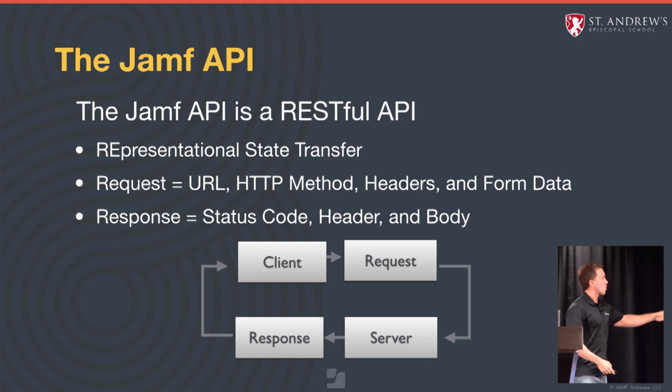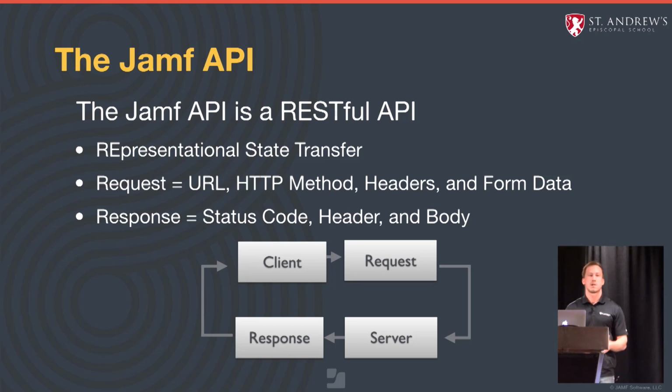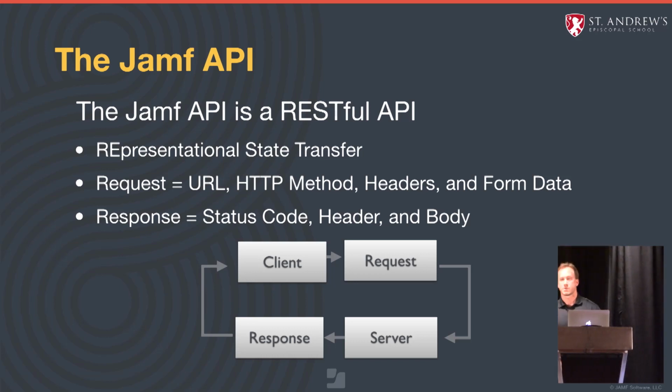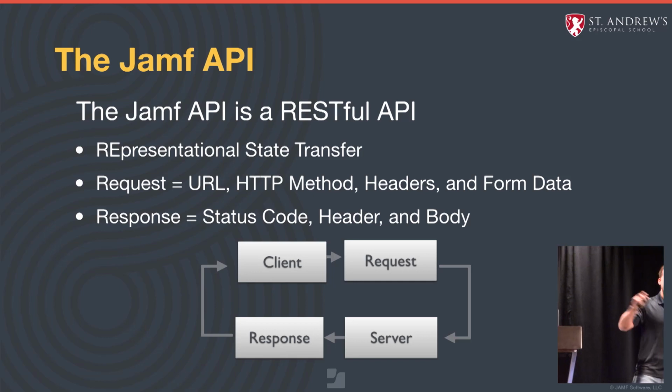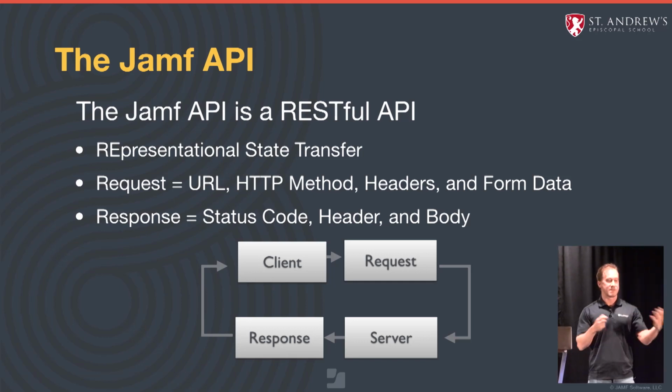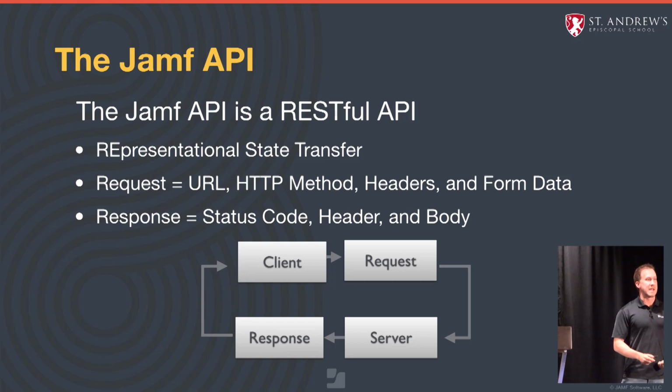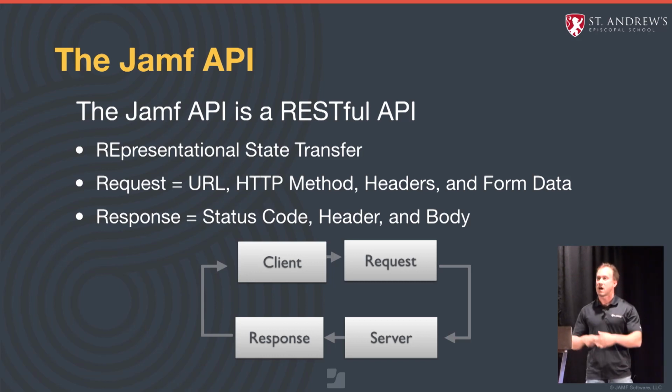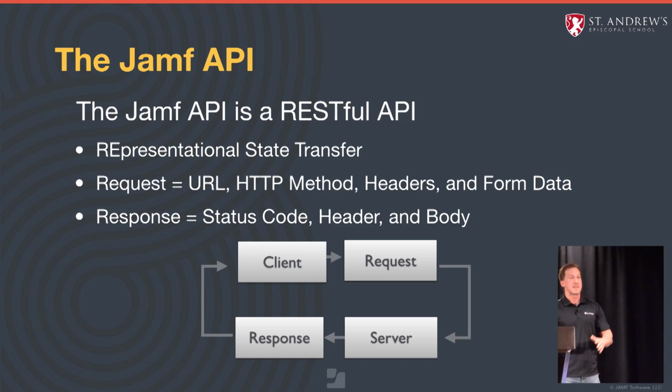So first you have a request. It has a URL, so it would be to your Jamf Pro server and then to an endpoint. You have the HTTP method. Do you want to get data? Do you want to put data? What is the method that's going to happen? You have the headers. You have to tell it, do you want to get XML? Do you want to get JSON? You might have to pass on some authentication, right? And then finally, if you're putting data up into it, you need to include that data.